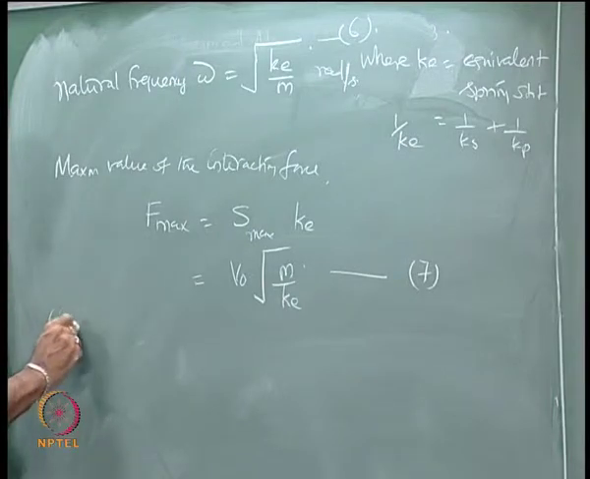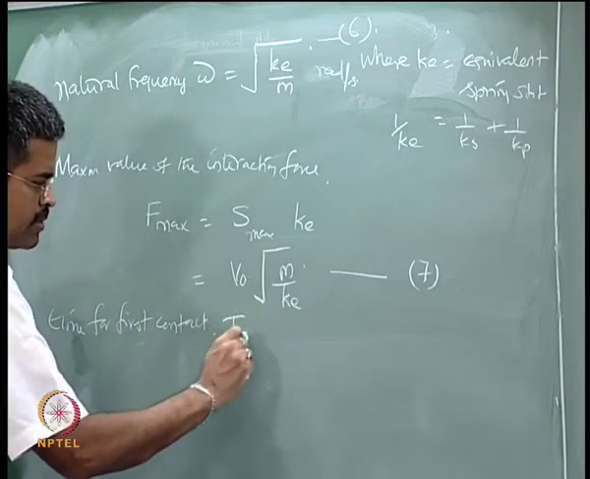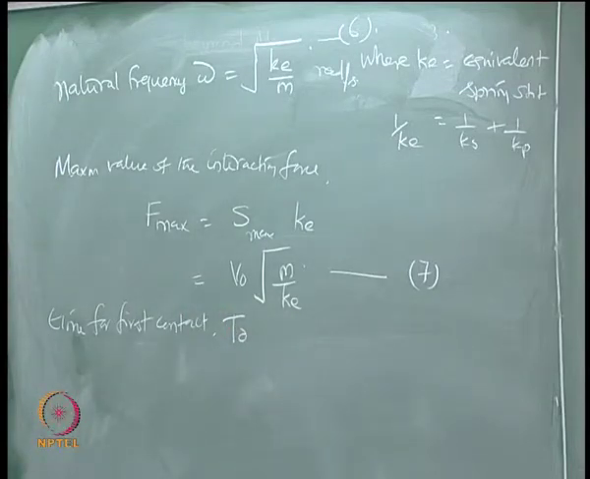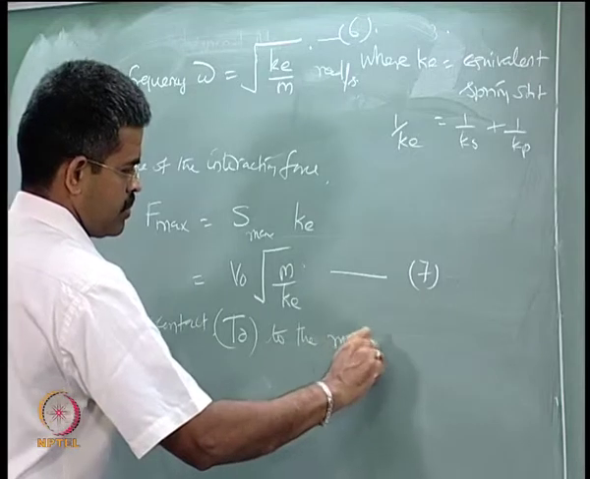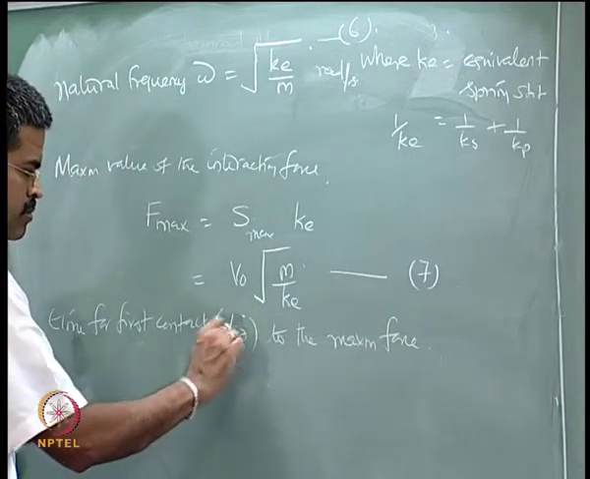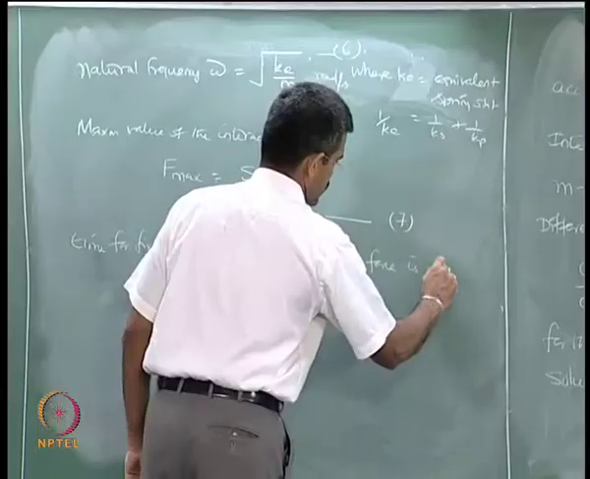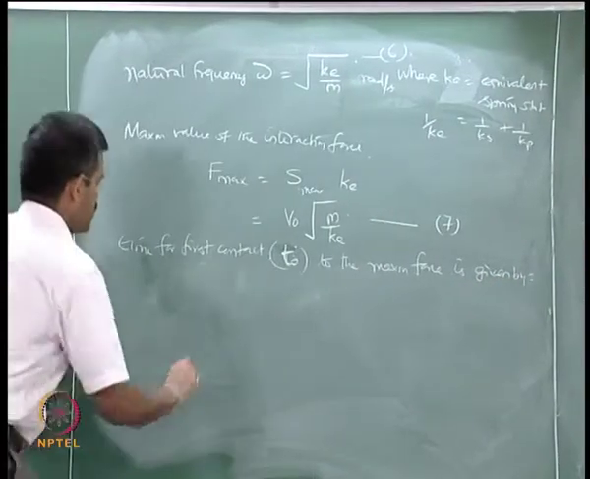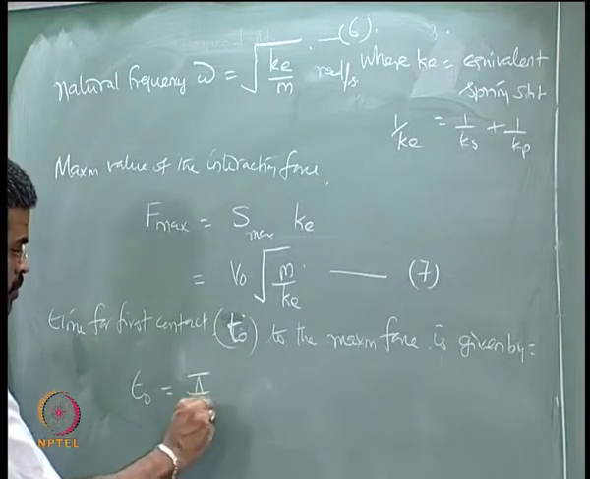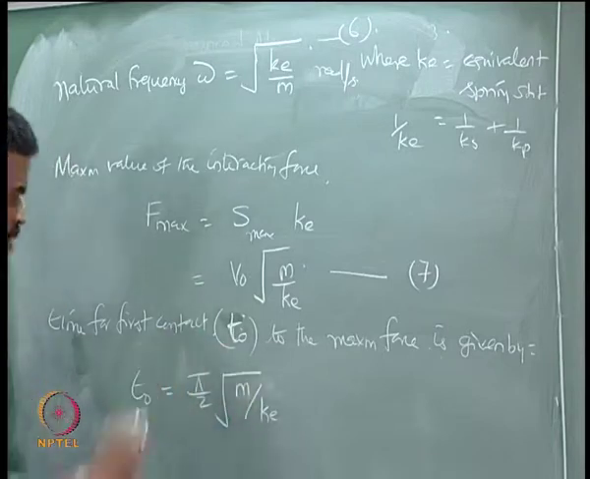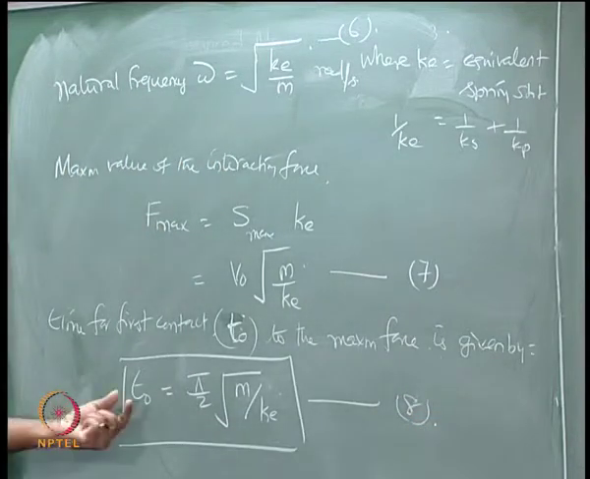Now, the time for the first contact, which we are interested in, which I call as T naught, to the maximum force, or to cause the maximum force, this is small t naught, is given by T naught equals pi by 2 root of m by K. This may be the duration of impact or collision.